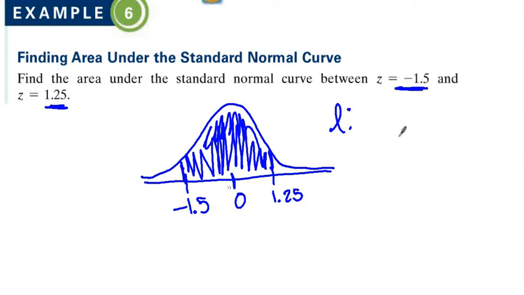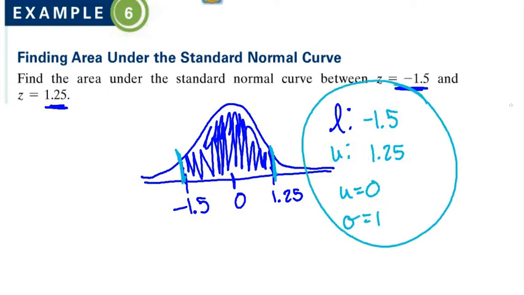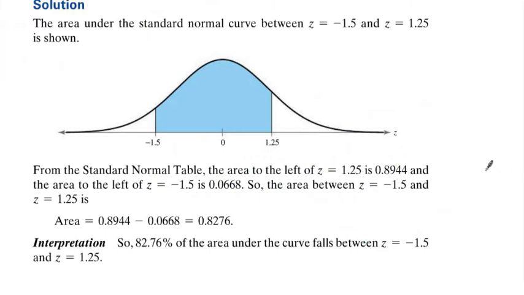But let's verify. So the lower bound is this right here. It's negative 1.5. The upper bound is this right here, 1.25. And then mu is still going to be 0, sigma is still going to be 1. Put that into normal CDF, see what you get. And according to this, you should end up getting 0.8276, so 82% of the area is right there.